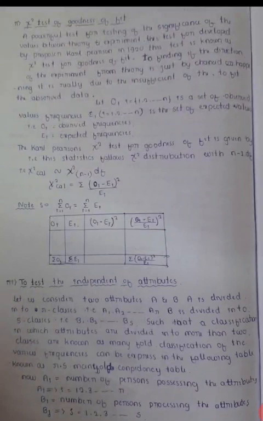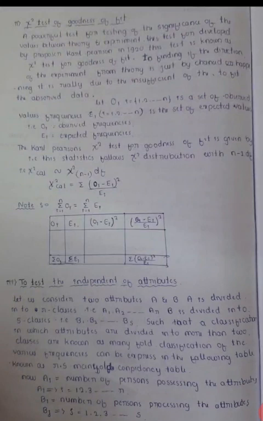To find out if the deviation of the experiment from theory is just by chance, or whether it is really due to the insufficiency of the theory to fit the observed data. Let us consider Oi, i is equal to 1 to n, is a set of observed frequencies, and Ei, i is equal to 1 to n, is the set of expected frequencies, that is Oi is equal to observed frequencies and capital Ei is equal to expected frequencies.